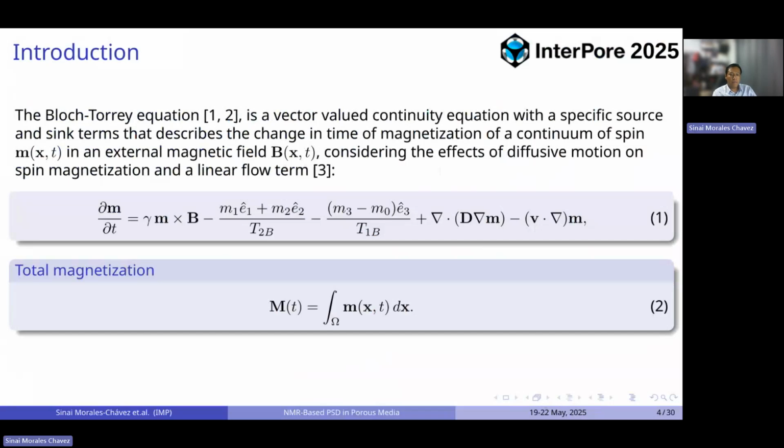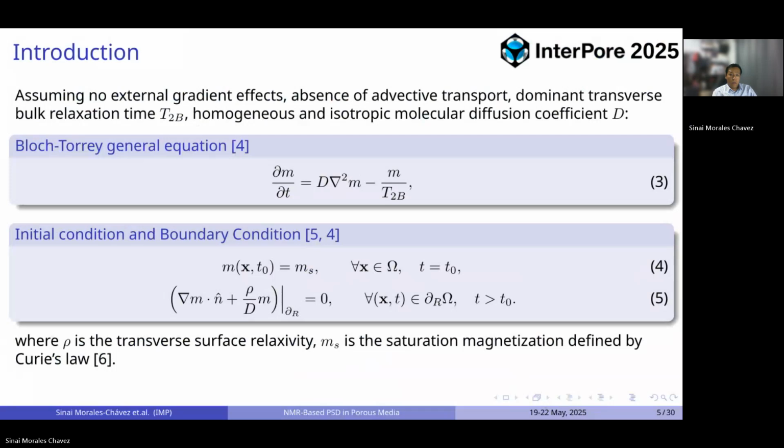The model can be simplified by assuming no external free gradients, no advective transport, isotropic and homogeneous diffusion, and dominant transverse bulk relaxation through T2 bulk. With these assumptions, the equations simplify significantly to equation number 3. The initial condition assumes uniform saturation magnetization at time 0, and the boundary condition is of the Robin type, incorporating surface relaxivity rho.